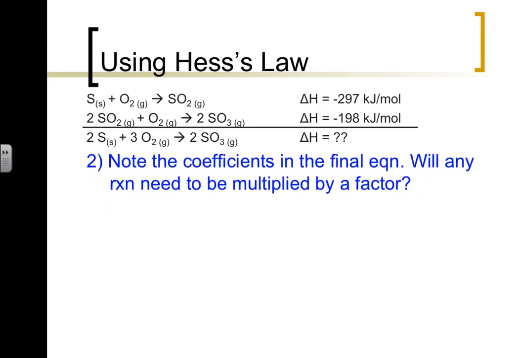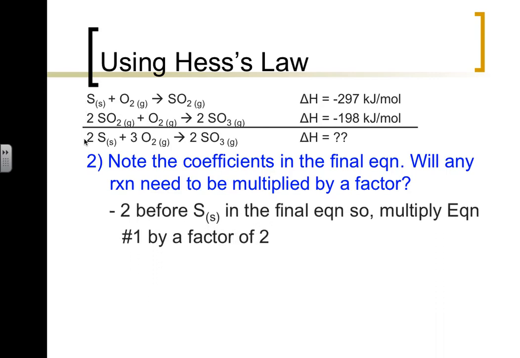We want to note the coefficients in the final equation. So again, the first step was note products and reactants, and the second one is now coefficients. Will any of the reactions need to be multiplied by a factor in order to produce the coefficients that we see in the final equation? The thing I'll draw your attention to is this. Do you see how there's 2 sulfurs? But here, there's just one little lonely sulfur. Well, that's a problem. And by the way, do you notice here? 2SO3, 2SO3. There's a match. So that's telling me that my second equation is fine, but my first equation has an issue because it's a 1 versus a 2.